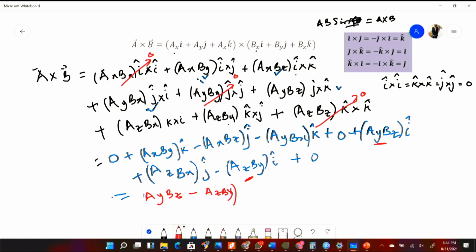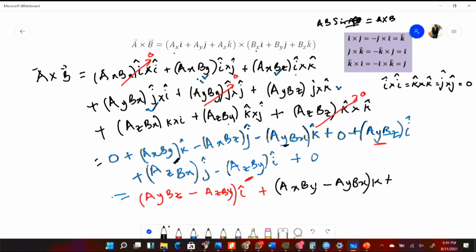And that gives me my i component. Okay? Then let's look at plus. Let's look at my k component. So can we find the k component? For the k component, we have this and this. So we start with ax by minus ay bx, and we have our k component.